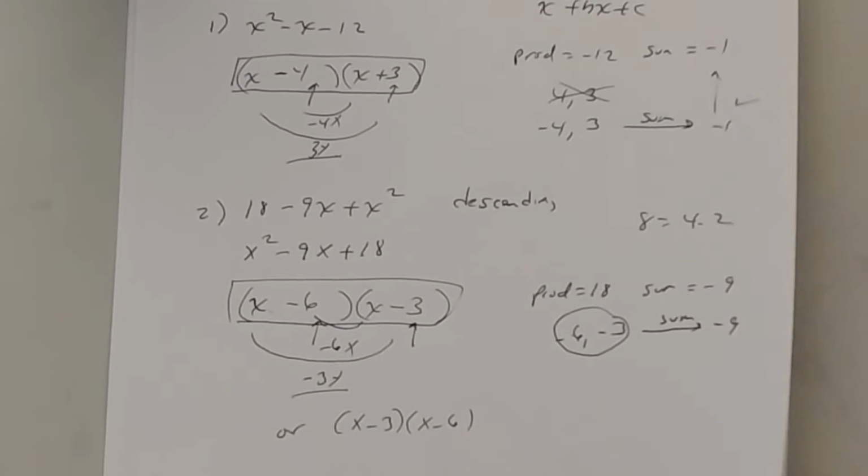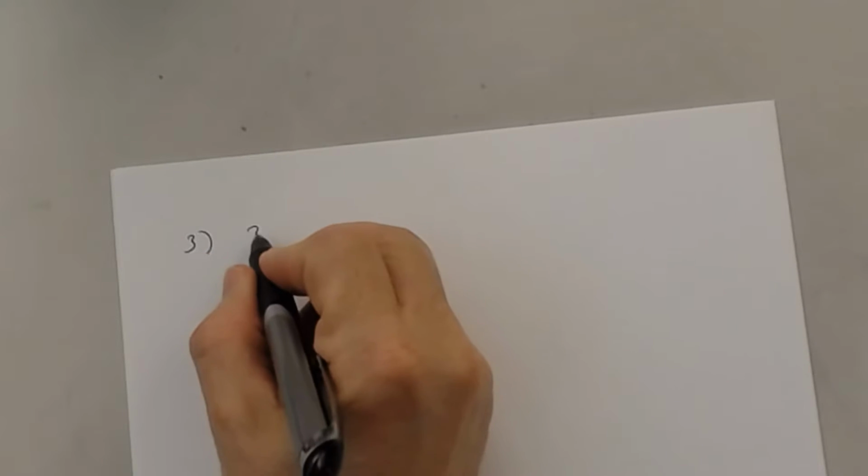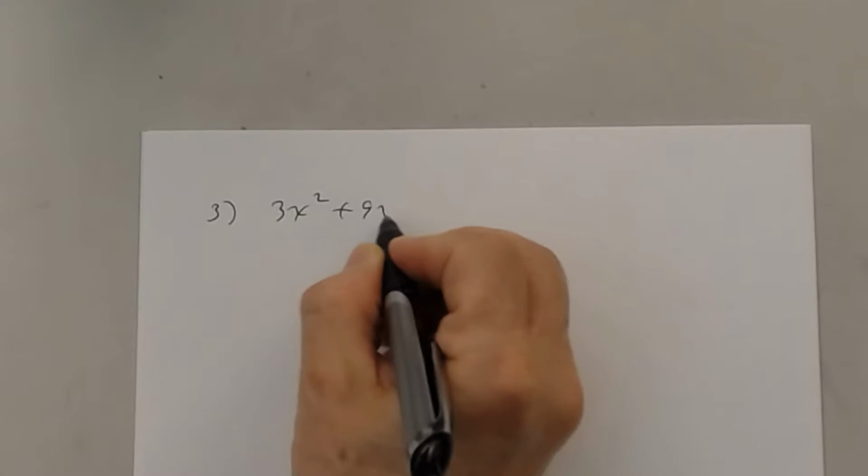All right, number 3. Suppose you had this. You had 3x squared plus 9x minus 30. 3x squared plus 9x minus 30. What's the first thing you're supposed to look for? GCF. Do I have a GCF other than 1 here? Yes. What is it? 3.